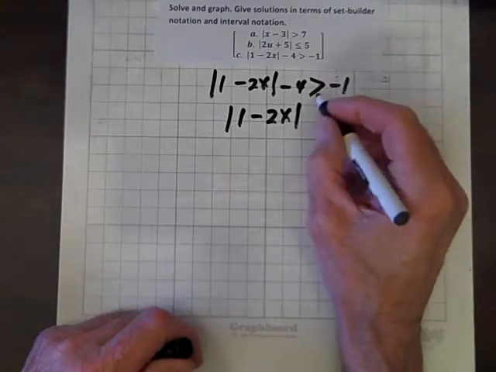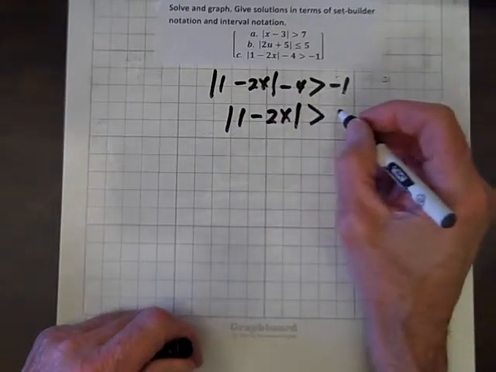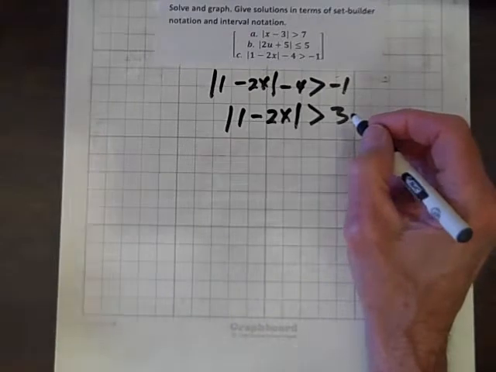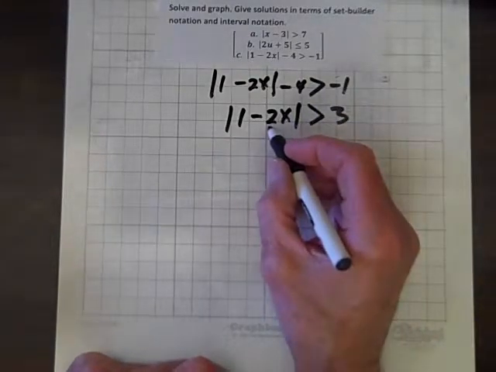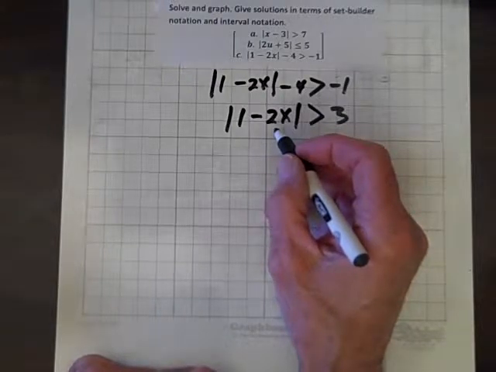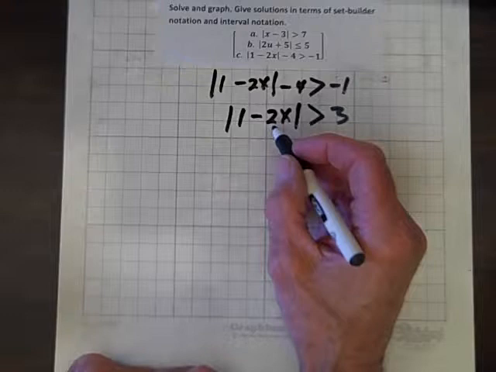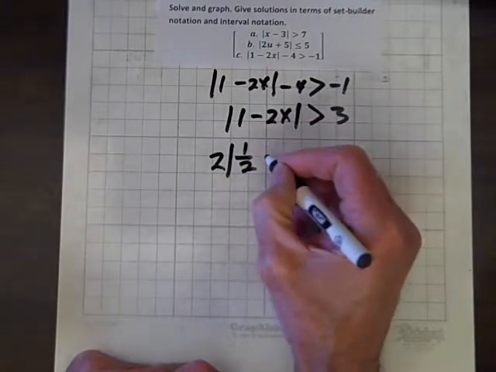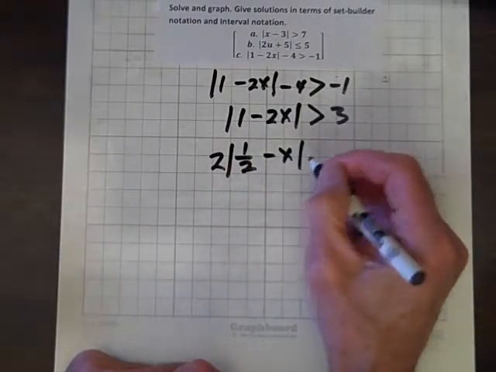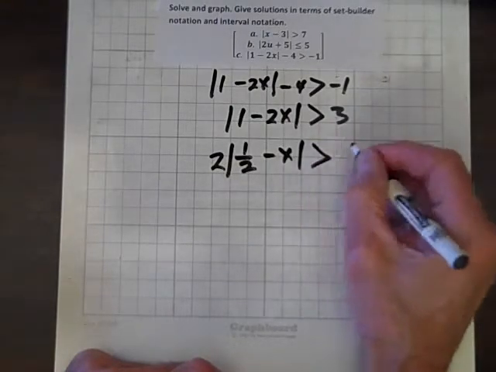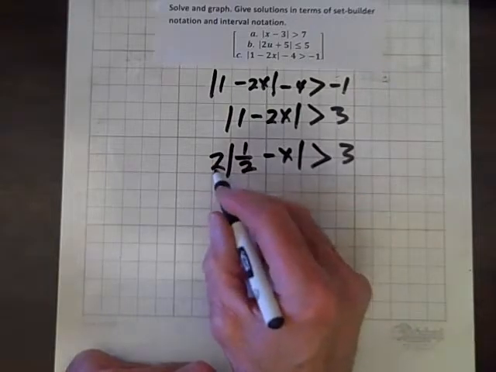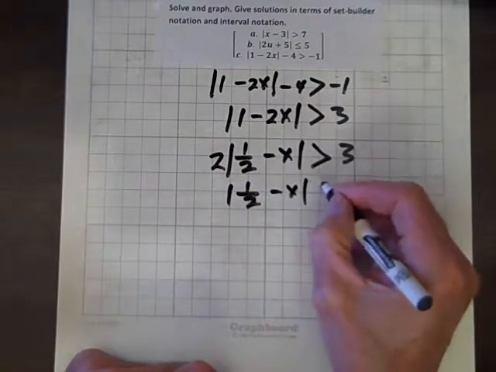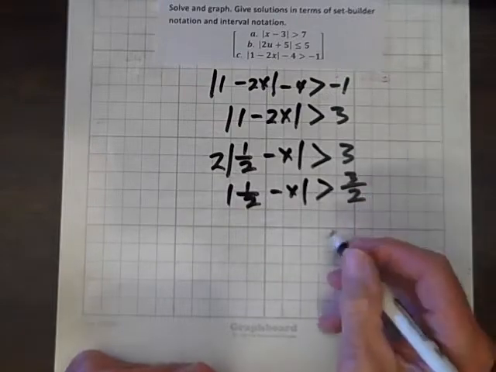And so we'll add 4 to both sides, and we wind up with the absolute value of the quantity 1 minus 2x being greater than, and 4 minus 1 is 3. The next issue, we have this 2 here. That's not the form we were shooting for. So we'll factor a 2 out of each term, and we get 2 times 1/2 minus x. The absolute value of that is greater than 3. Next step, we'll divide by 2. So we get the absolute value of 1/2 minus x is greater than 3/2.